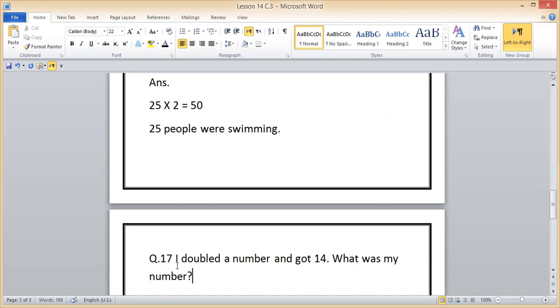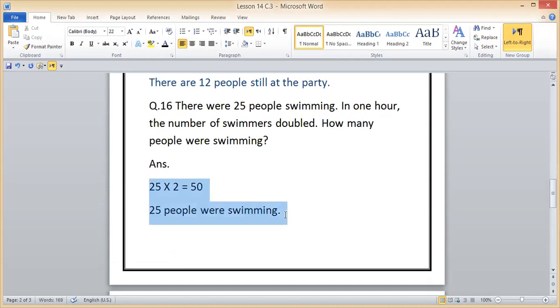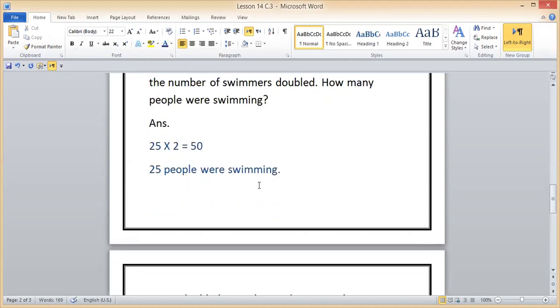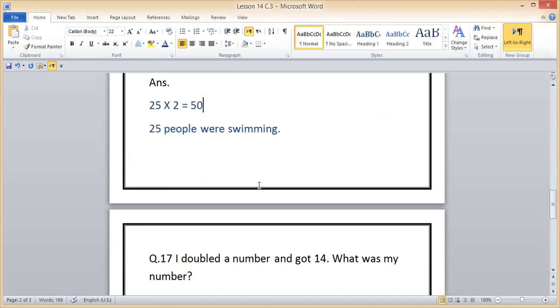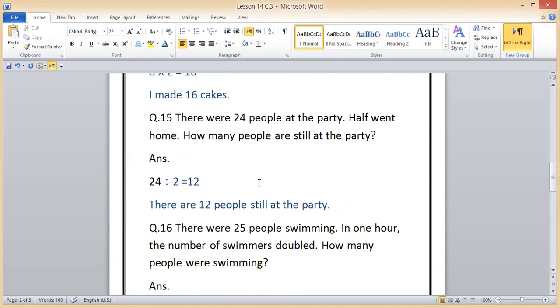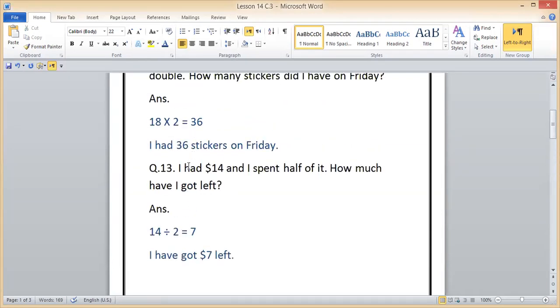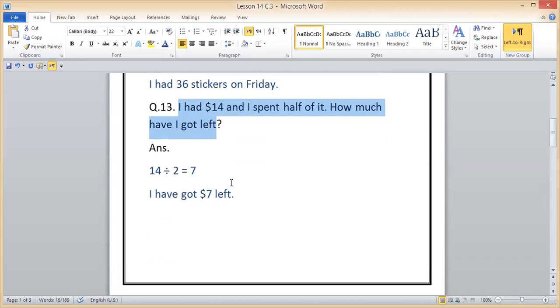This is question number 17, guys. Complete question number 16 first, then we will move to question number 17. Question number 17 is saying, I doubled the number and got 14. Guys, in question number 15 and question number 17, you were asked to find out a half or the double. Like question number 13 is about, I had $14 and I spent half of it. So you need to find out the half.